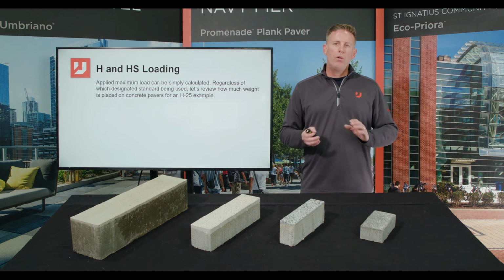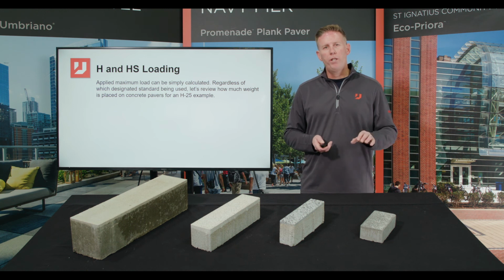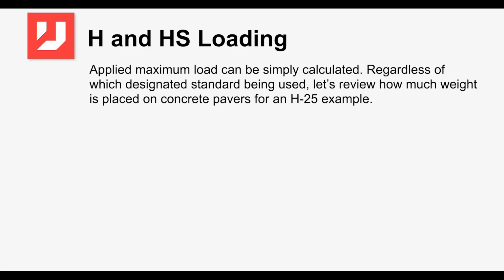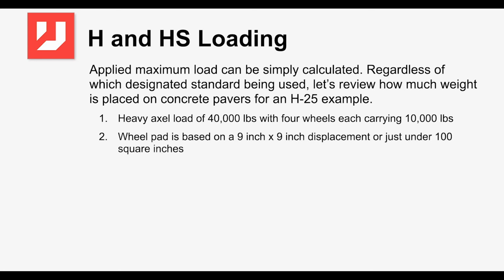So if we do a quick little calculation here, just to give you an example of how durable pavers are and how much weight is applied during the H and HS loading and why it doesn't apply to concrete pavers. If we have a heavy-duty axle at 40,000 pounds, so you're looking at 4 tires on the back, each would support 10,000 pounds. If the footprint that hits the surface of the pavers is 9 by 9, which is about 81 square inches, so if you divide 81 into 10,000, you get about 123 pounds per square inch applied to the surface.